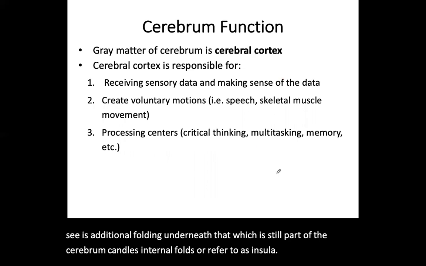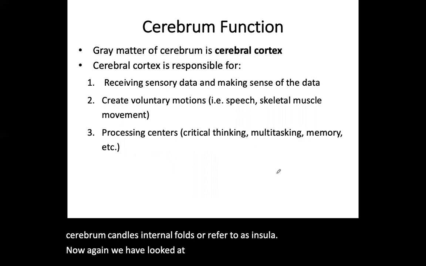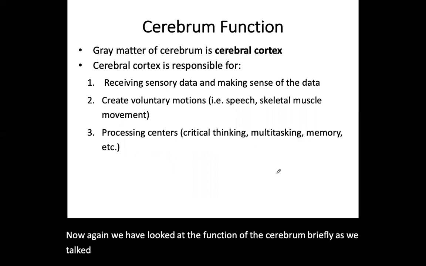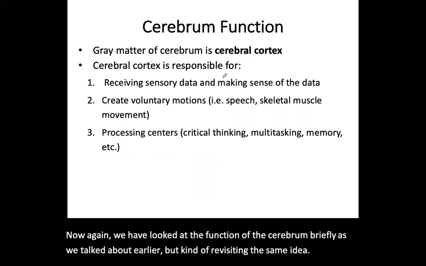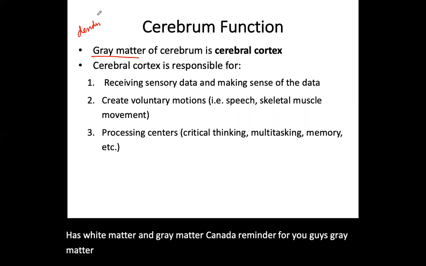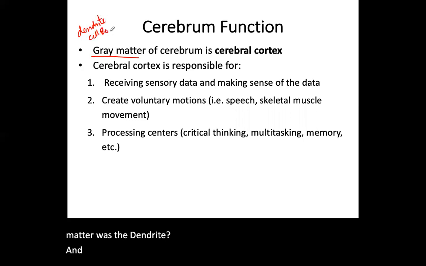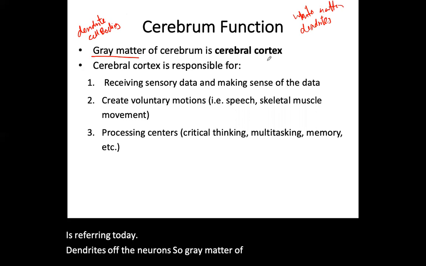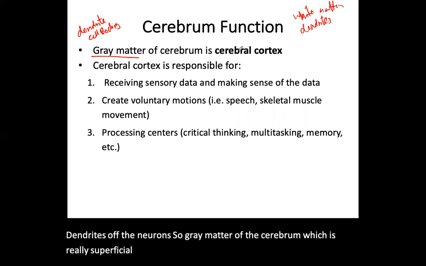Now, again, we have looked at the function of the cerebrum briefly, as we talked about earlier, but kind of revisiting the same idea. So cerebrum has white matter and gray matter. Kind of a reminder for you guys, gray matter was the dendrite and the cell bodies, versus white matter is referring to the axons of the neurons. So gray matter of the cerebrum, which is really the superficial aspect of the brain, is called cerebral cortex.